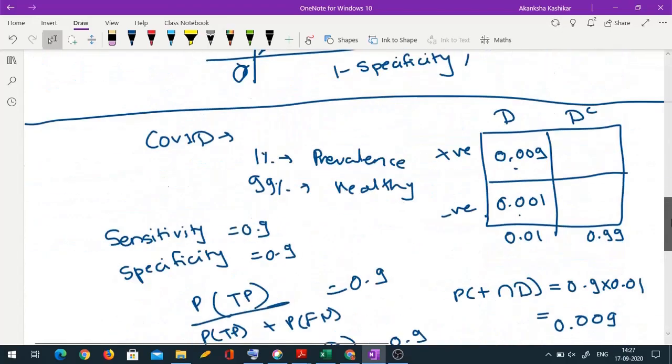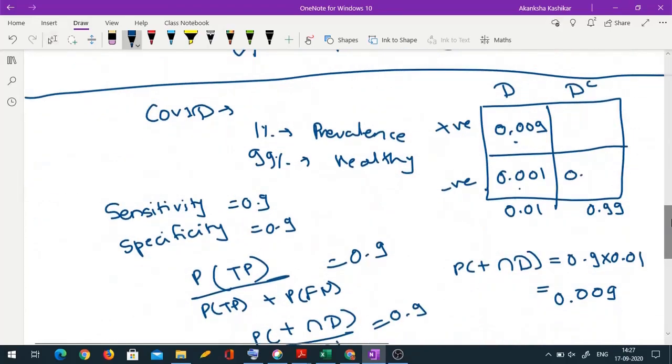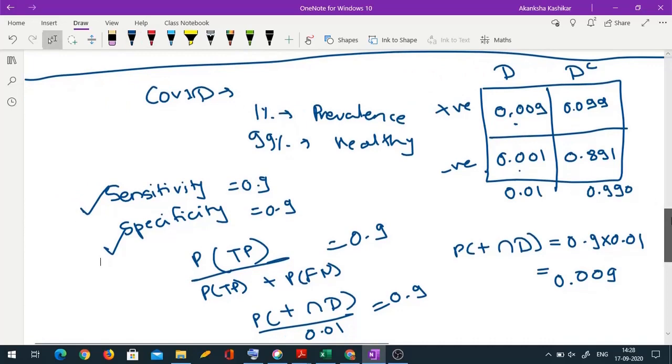What does it mean? This true negative is this class, so this is 0.891. As a result, by subtraction, this number turns out to be 0.099. So my test has sensitivity of 0.9 and specificity of 0.9. Technically it's a good test: 90% sensitivity, 90% specificity.